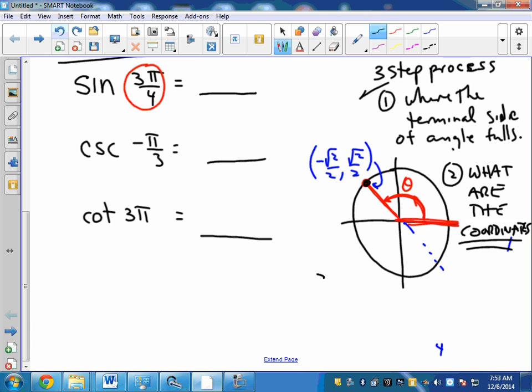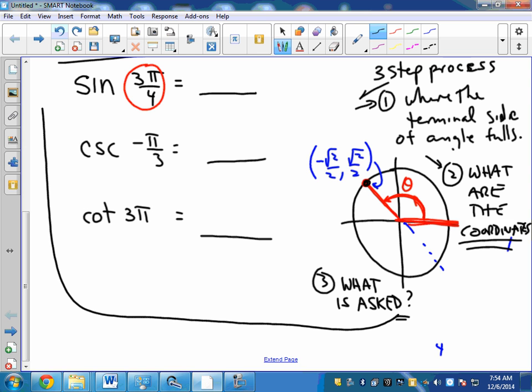Step 3, and you're doing all of this sort of mentally, you know, where am I? What are the ordered pairs? Step 3 is what is asked. And what I mean by that is go back to the definition. For this first problem, we were asked to find the sine, and remember the sine was the y-coordinate.